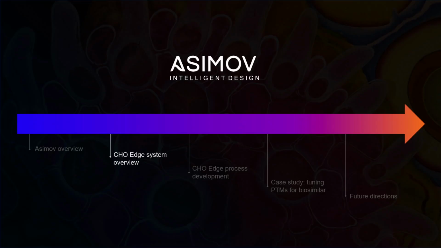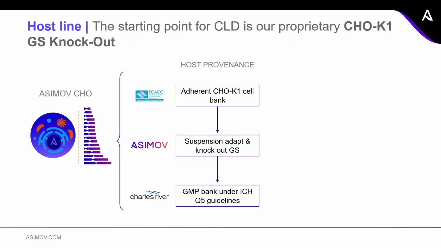Now that I've talked a little bit about Asimov in general, I'm going to focus more closely on the CHO Edge system and how we're utilizing that. Like I mentioned, this starts with our host cell line. We're using our CHO-K1 cell line that we got from the ECACC depository, and we cloned out of that and suspension adapted it with our chemically defined media and then knocked out the glutamine synthase. We use CRISPR-Cas9 for this, and we're able to do that because we de-risked it by licensing from all the major players in the patent portfolios, and then we banked them under ICH Q5 guidelines so that we could use it for clinical testing.